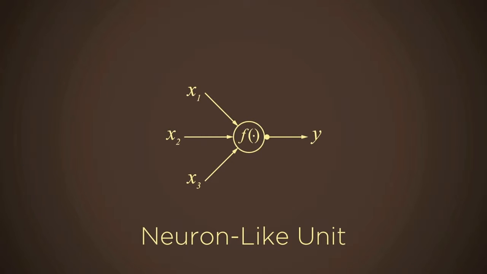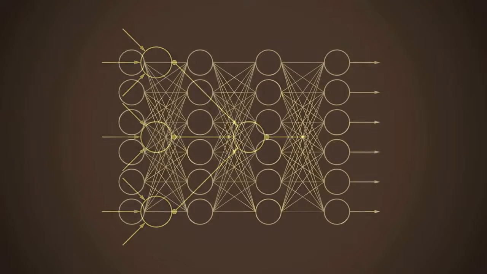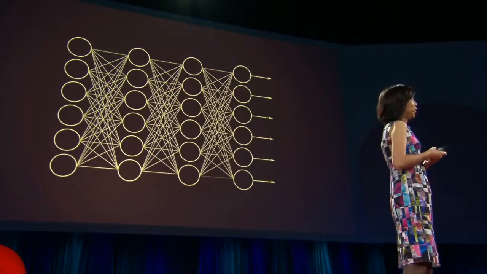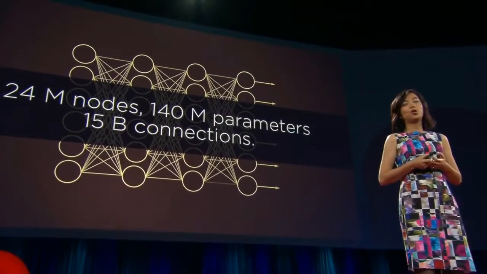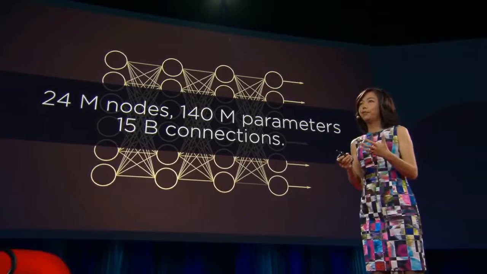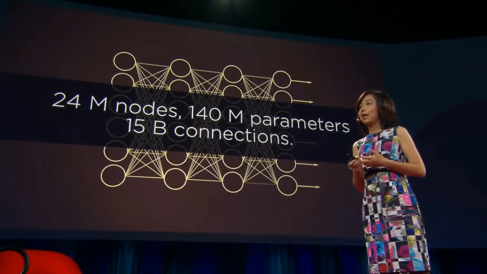It takes input from other nodes and sends output to others. Moreover, these hundreds of thousands or even millions of nodes are organized in hierarchical layers, also similar to the brain. In a typical neural network we use to train our object recognition model, it has 24 million nodes, 140 million parameters, and 15 billion connections.